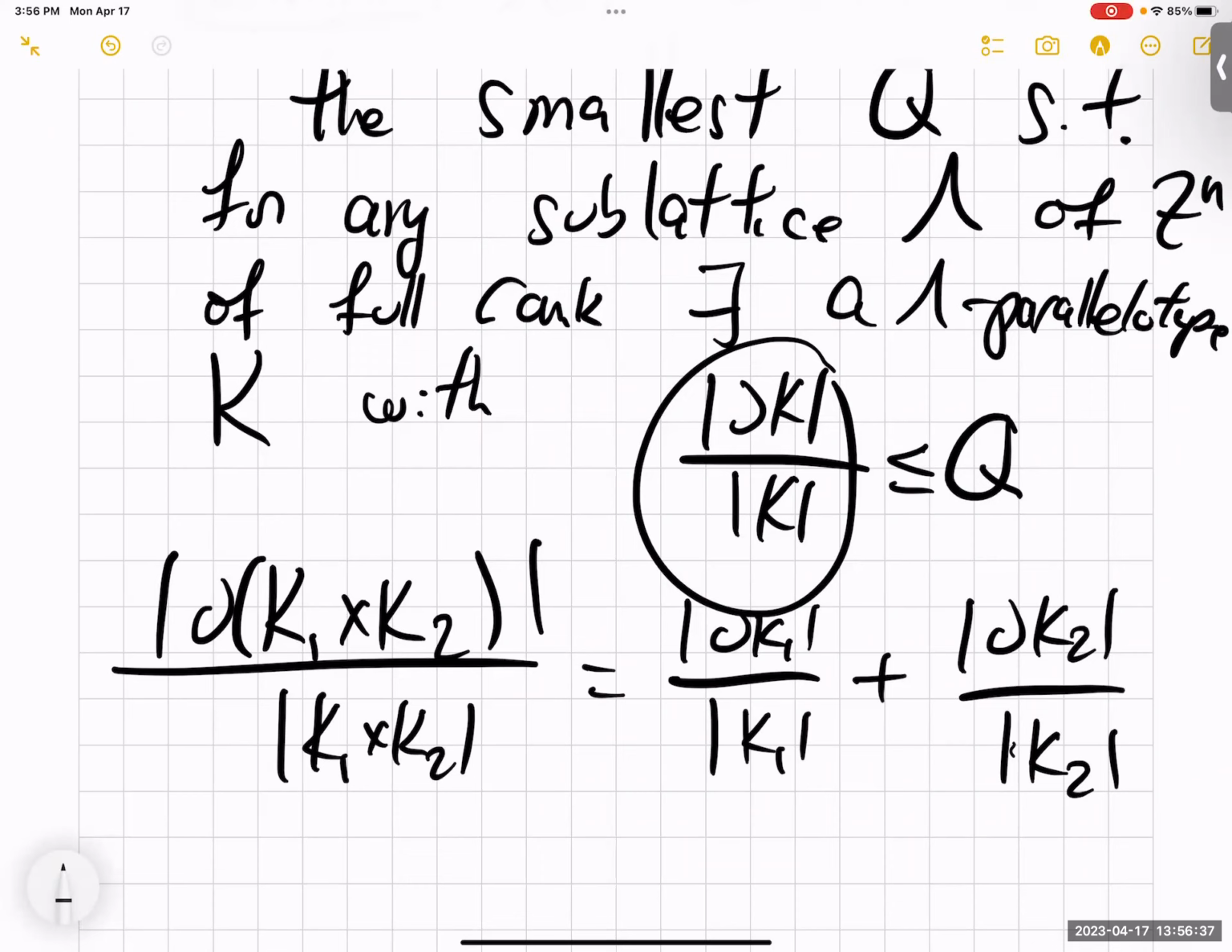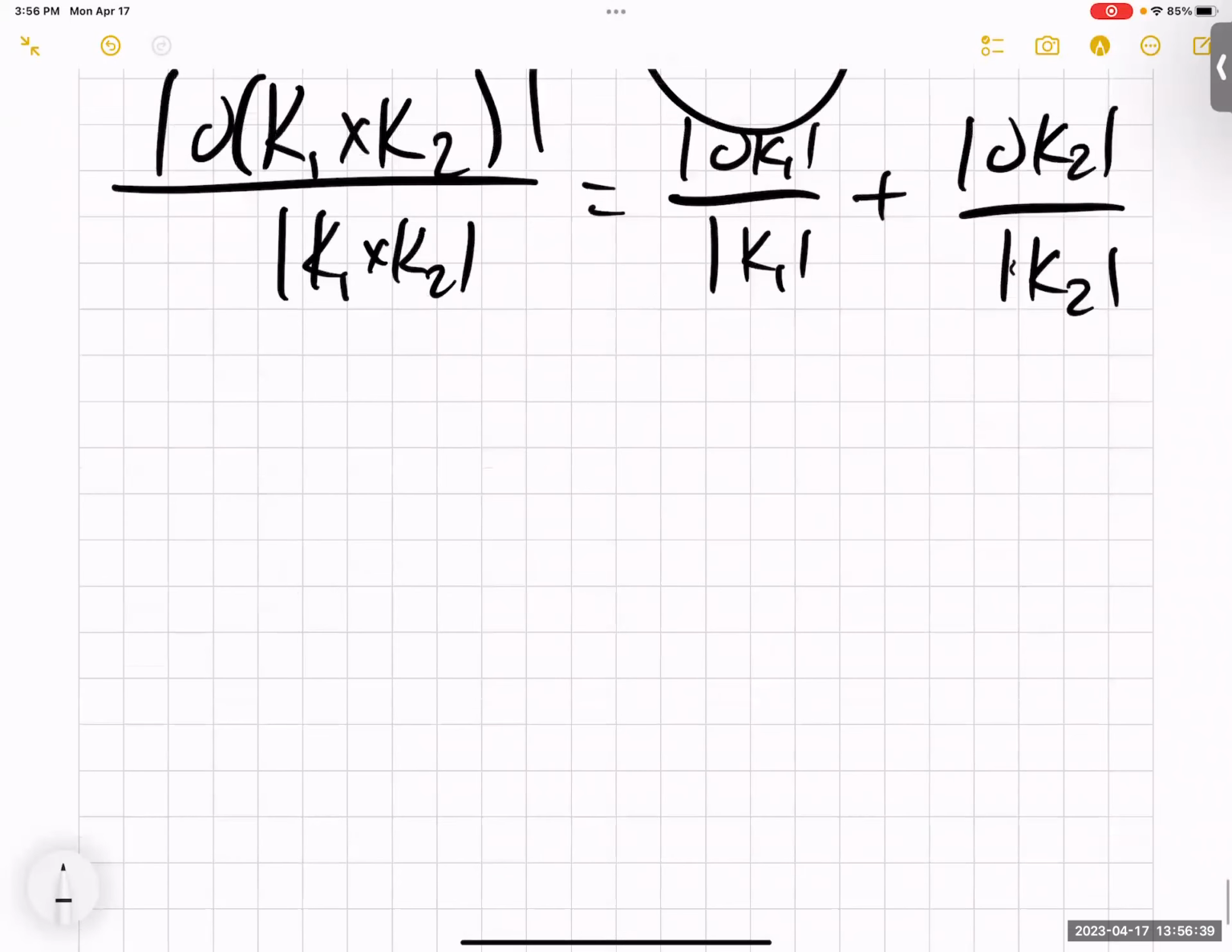Okay. And then the key lemma is that I have some conditions.